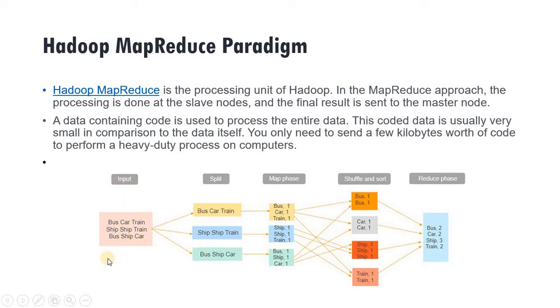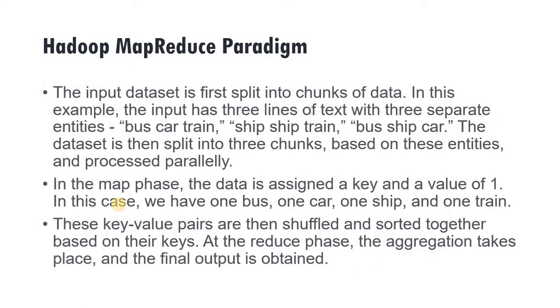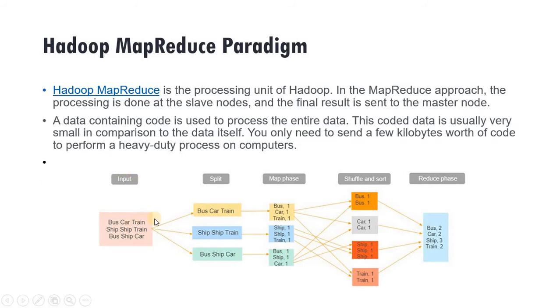Suppose we have input data: bus, car, train, sheep, train, bus, sheep, car. This is unordered data from the database. The input data set is first split into chunks of data. In this example the input has 3 lines of text with 3 separate entities: bus, car, train, sheep, train, and bus, sheep, car. So we have these 3 different rows and a total of 9 entries.